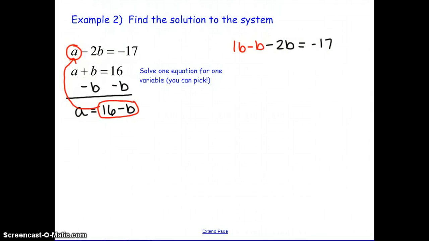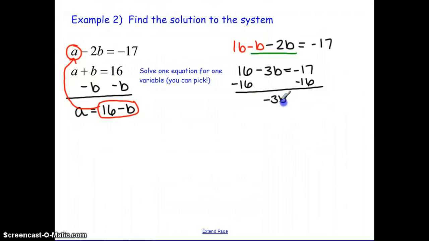Now what I have to do is solve it. I'm going to simplify by combining these like terms, and I'll get negative 16 minus 3b equals negative 17. Then I'll subtract 16 on both sides. I get negative 3b equals negative 3. Divide by negative 3 on both sides, and you get that b equals positive 1. So we've got our b value for this system.